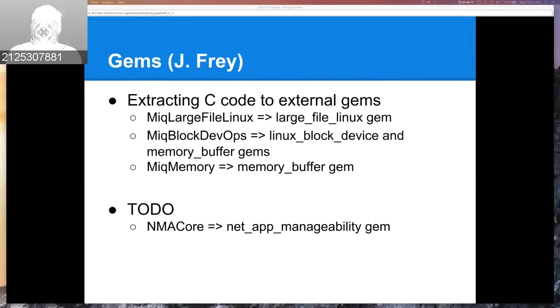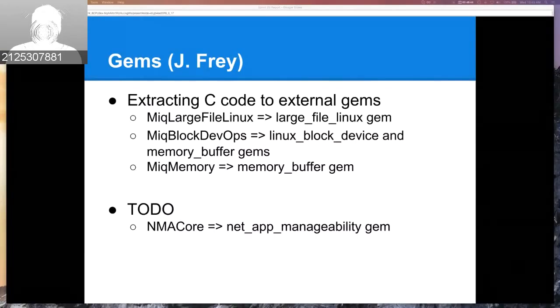And the last one, which isn't C code, is a module called MIQ memory, which was there to create buffers for some of the fleecing stack in an efficient way. So if you wanted to create, say, 100 megs of memory real quick, or a buffer of size 100 meg, you could do that. That's pure Ruby code, but it made sense to go into the memory buffer gem, so we just moved it over there while we were at it.